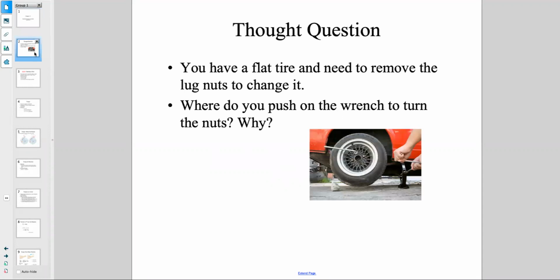So let's just start with this thought question first. You have a flat tire and need to remove the lug nuts to change it. Where do you push on a wrench to turn the nuts and why? I want you to think about this for a second. If you're changing this tire, where do you push on this wrench? Do you push right here? Or do you push right here? Okay, so think about this.